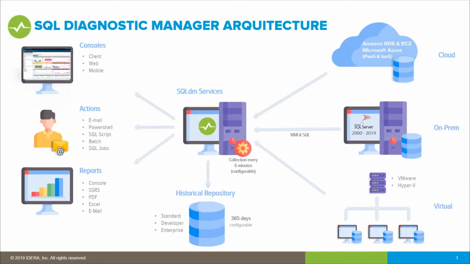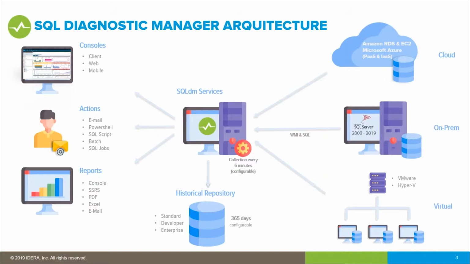So whatever machine you run the installer on, I would consider the DM server, the Diagnostic Manager server. On that box, we'll install a set of Windows services. There are two main services that make up the back end of Diagnostic Manager: the SQL DM collection service and the SQL DM management service. Now, the collection service really does what it says, right? It's the piece that's reaching out, pulling the WMI metrics, pulling the SQL metrics, pulling the DMVs, extended events, etc.